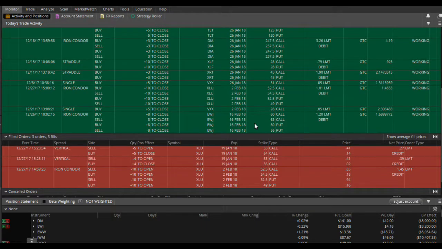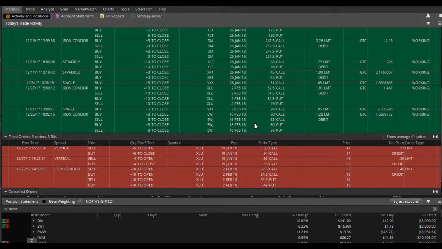All right, and welcome. Today is December the 27th, 2017, and as you can see, we initiated 3 different trades today, all in the same security, all in XLU. You're going to see in a second why I moved on XLU: because IV percentile is elevated, and at least at the time that I initiated these trades, it was the highest level of IV percentile.